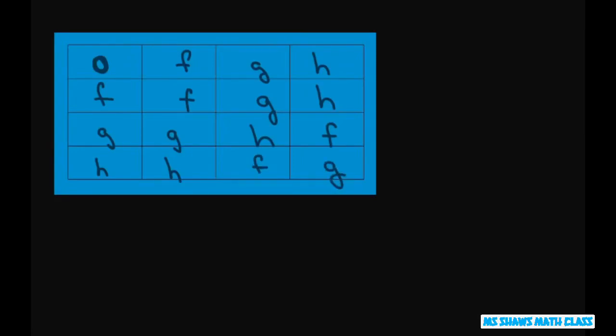So we have to show that this is a group. First, it's closed because no new elements appeared. We didn't get any other elements except f, g, and h. It has an identity, which is f. Anytime you compose f with g, you get g. So f is your identity.